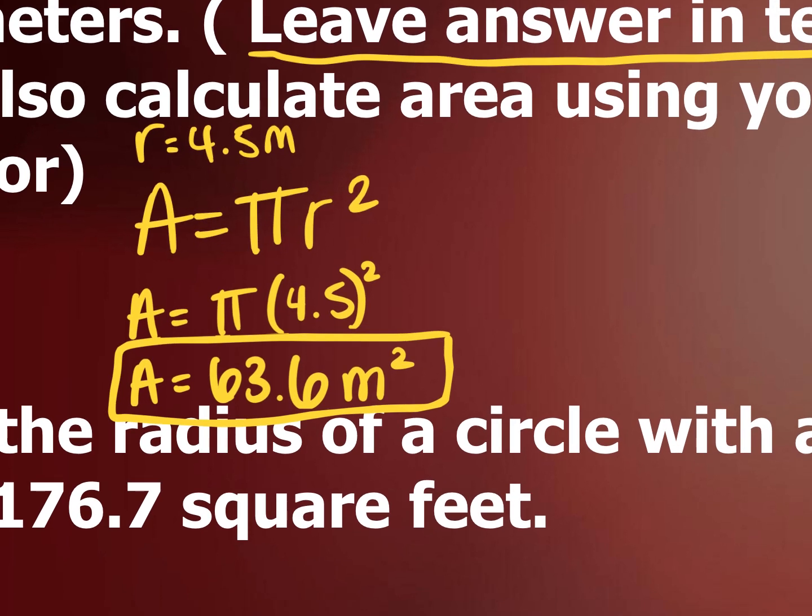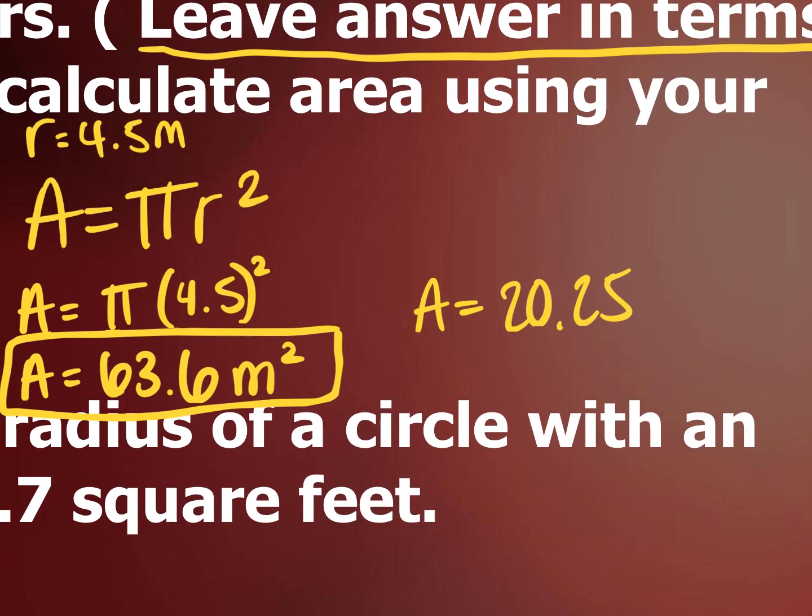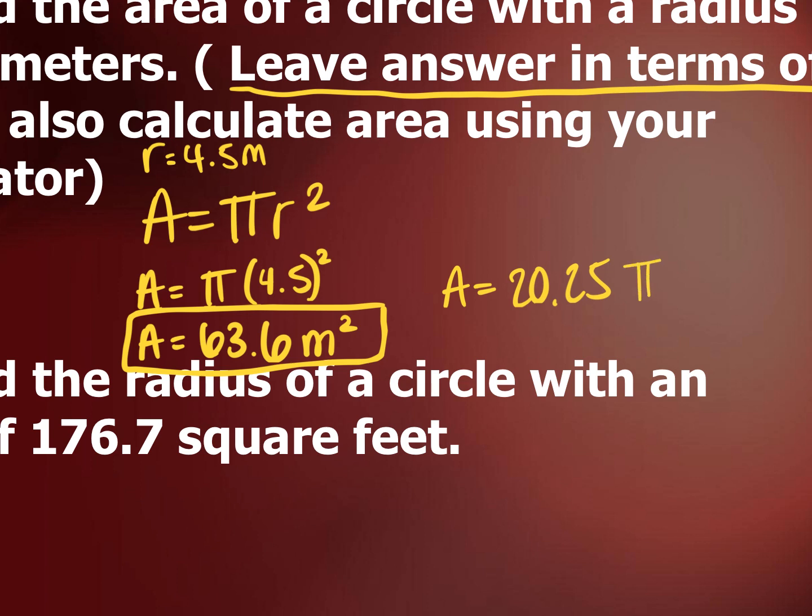So go back. What was 4.5 squared before you multiplied it by pi? 20.25. So I need another answer of 20.25 with what on the end of it? Pi. This is an answer in terms of pi. That answer is still missing something. What's it missing? Meters squared. Okay?